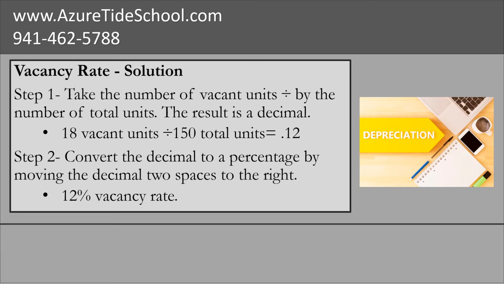Vacancy rate solution. Step 1. Take the number of vacant units and divide by the number of total units. The result is a decimal. So 18 vacant units divided by 150 total units equals 0.12. Step 2. Convert the decimal to a percentage by moving the decimal 2 places to the right. 12% vacancy rate.